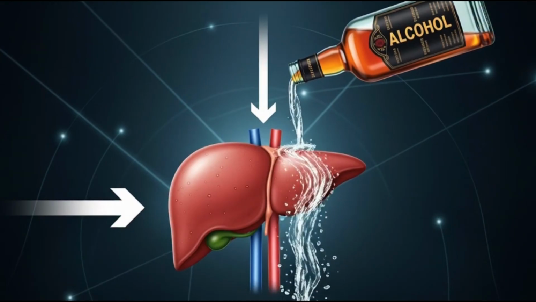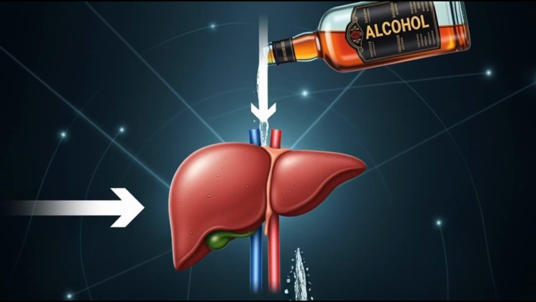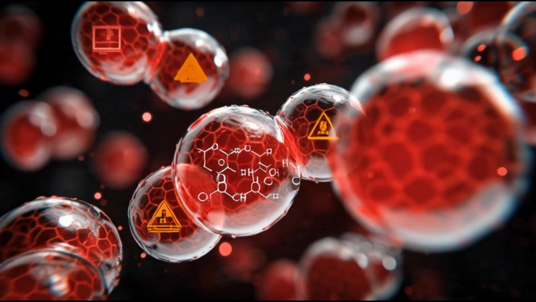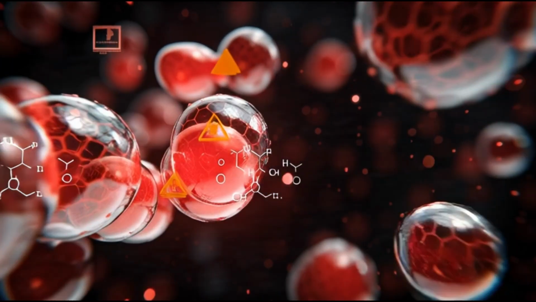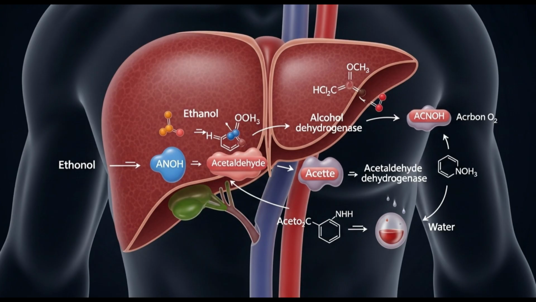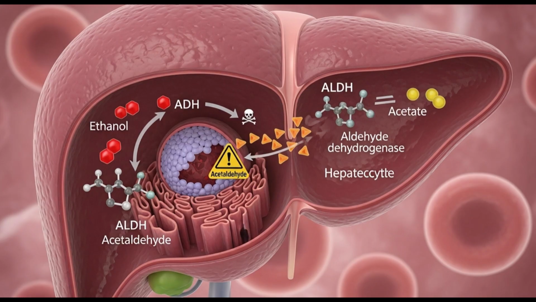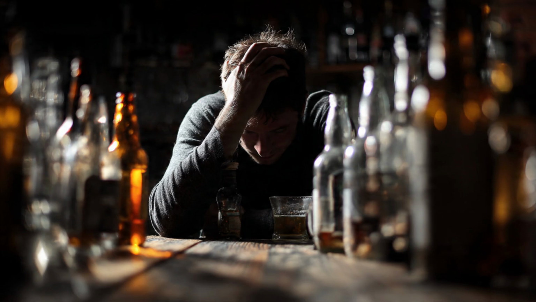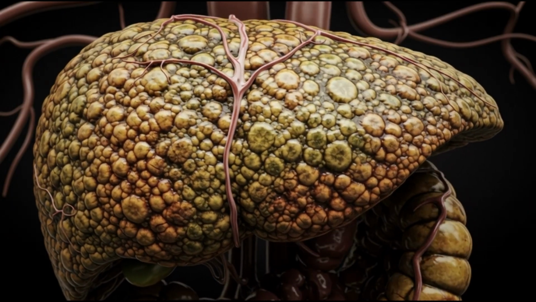Alcohol detoxification. Alcohol is metabolized primarily in the liver. It is converted first into acetaldehyde, a highly toxic compound. Acetaldehyde is then converted into acetate, which is further broken down into carbon dioxide and water. Chronic alcohol consumption overwhelms this system and leads to liver damage.